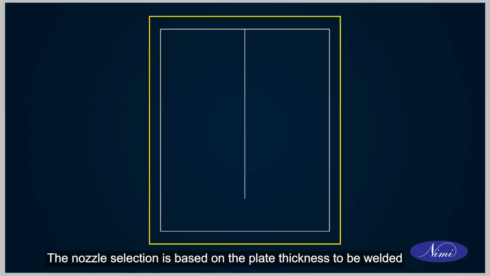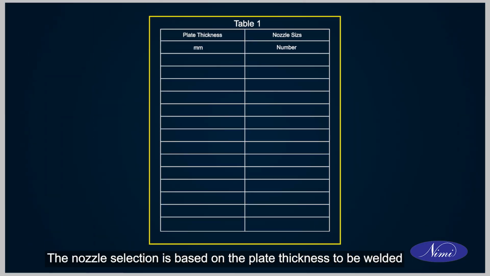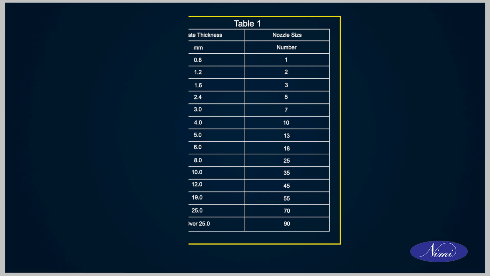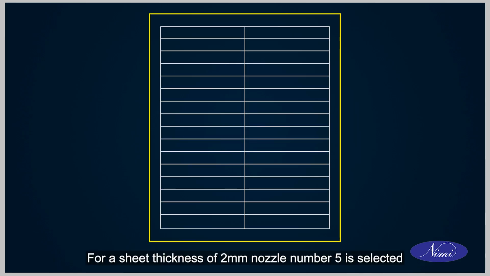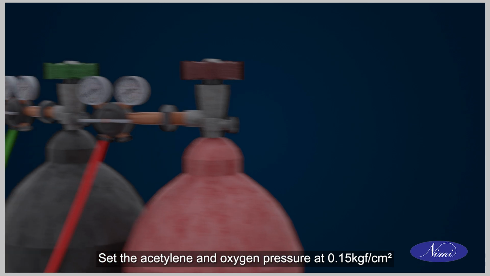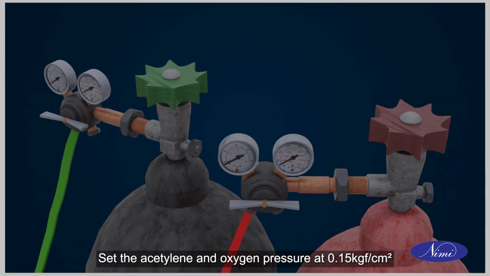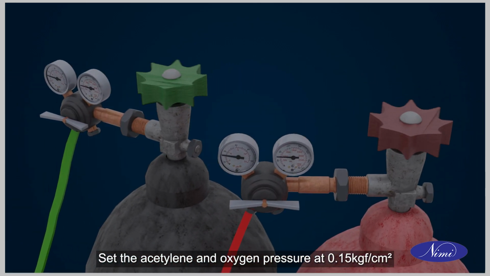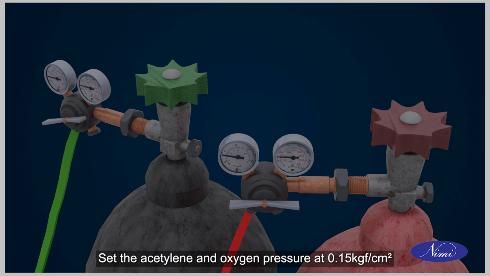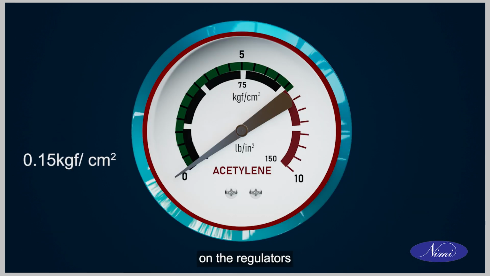The nozzle selection is based on the plate thickness to be welded. For a sheet thickness of 2 mm, nozzle number 5 is selected. Set the acetylene and oxygen pressure at 0.15 kgf per square centimeter on the regulators.